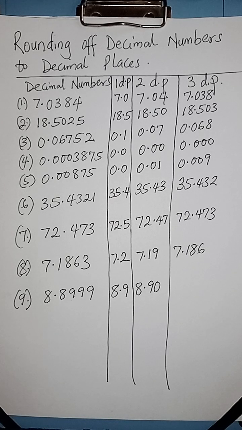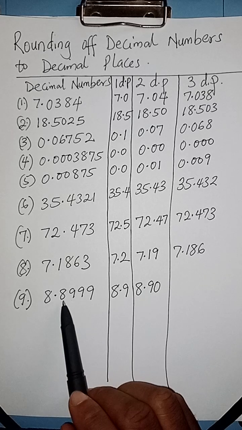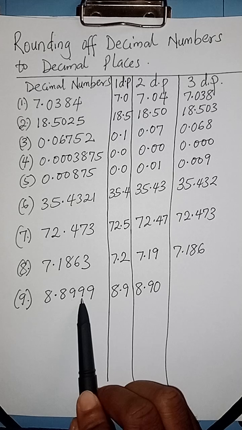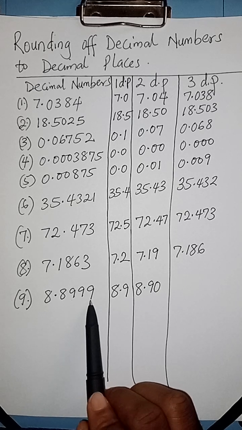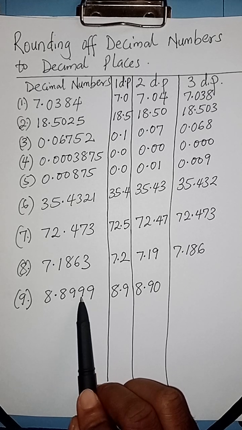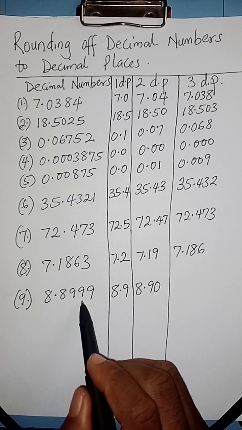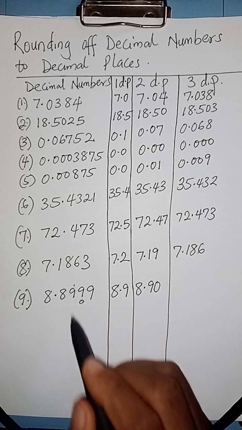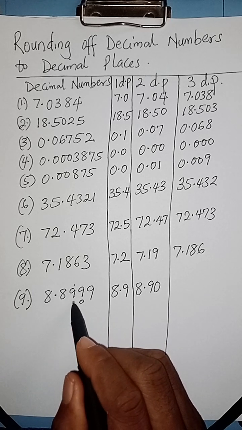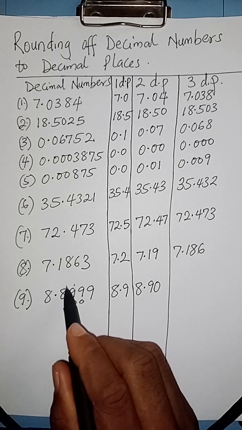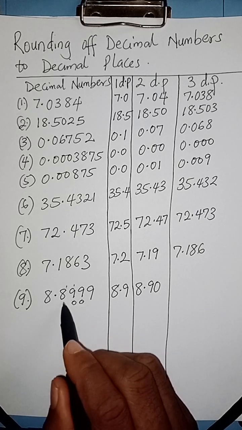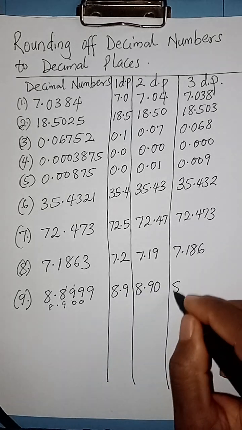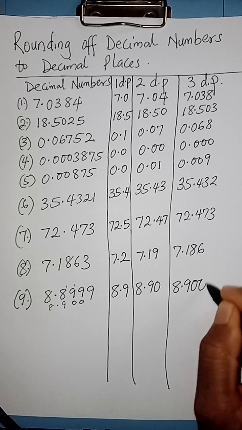Now, what about the three decimal places? It's going to be 8.899. But just before writing that, I'll check the digit after 9. It's also 9. So I'm going to add 1 to this 9. And that will be 10. You write a 0. You rename. Add 1 to the other 9. 9 plus 1 is also 10. You rename. Write 0. You take 1 to the other side. And then 8 plus 1, 9. So it becomes 8.900.